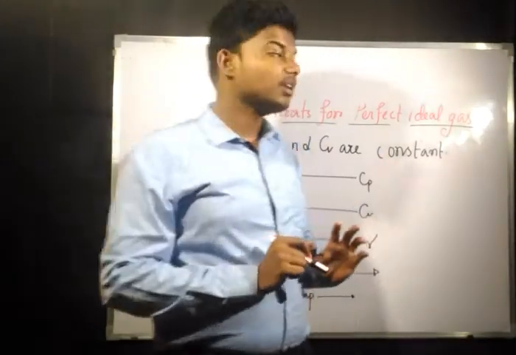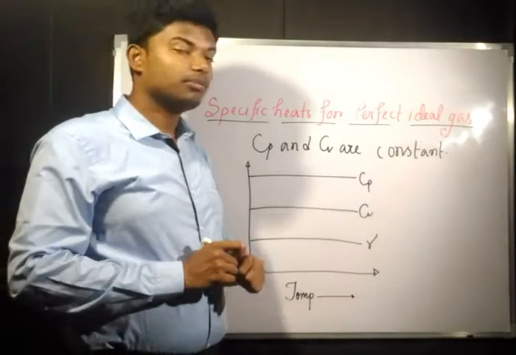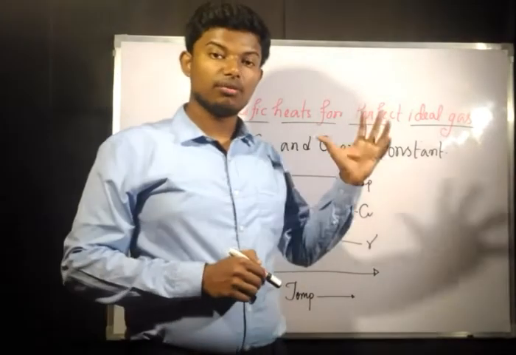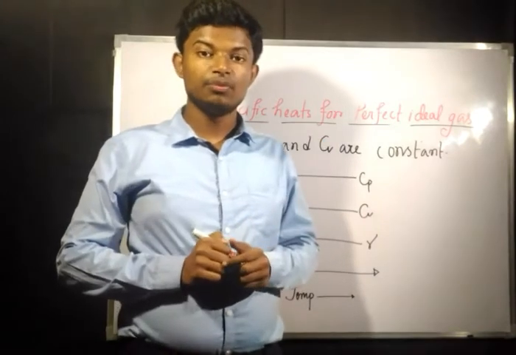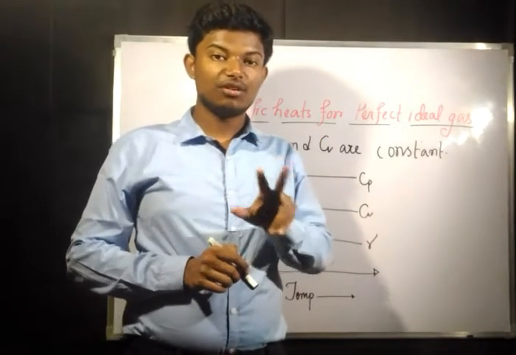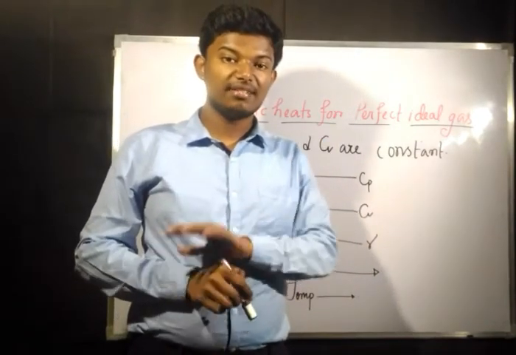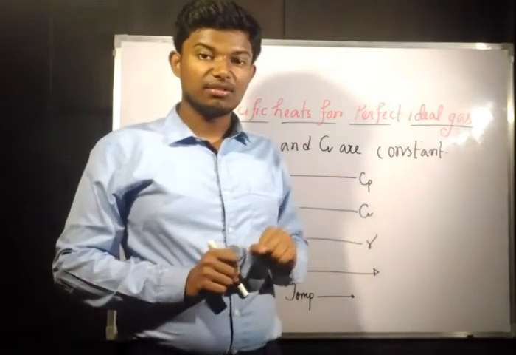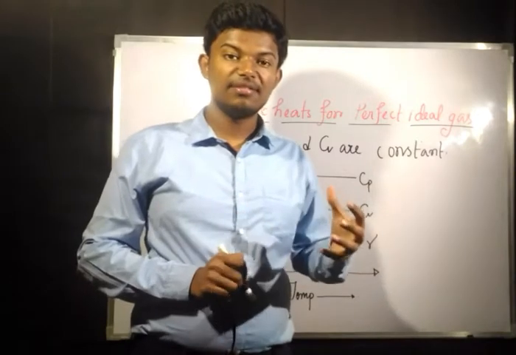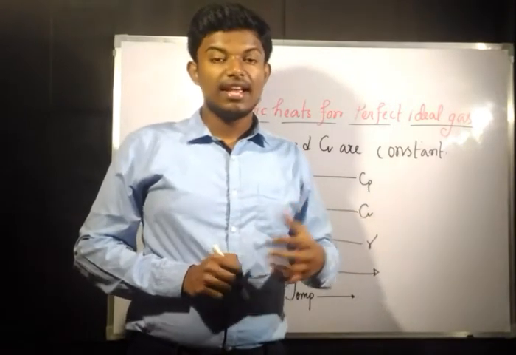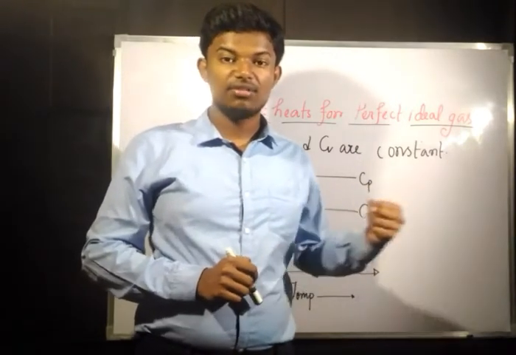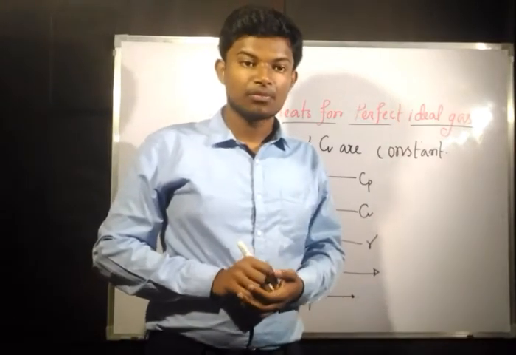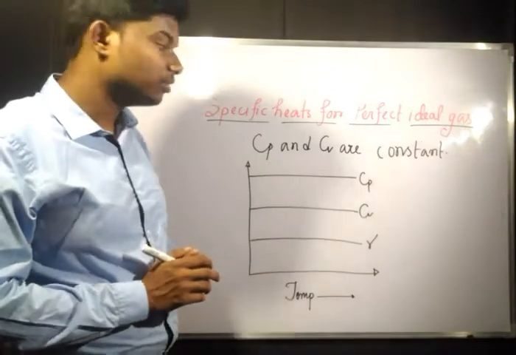Okay, the next thing we are going to discuss is specific heat for perfect ideal gas. If you turn over your notes, or if you remember what I said in the previous videos, ideal gases are of two types: perfect ideal gas and semi-perfect ideal gas. Under perfect ideal gas, it was written that Cp and Cv values are constant, and under semi-perfect ideal gas, Cp and Cv are functions of temperature.